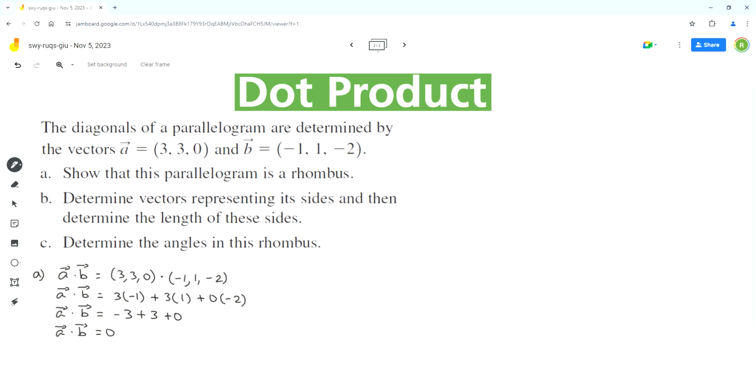Now we can analyze part B. Determine vectors representing its sides and then determine the lengths of these sides. For this part, we should draw this rhombus. As you may know, in a rhombus, all four sides have equal length. So let's label the corners of this rhombus.